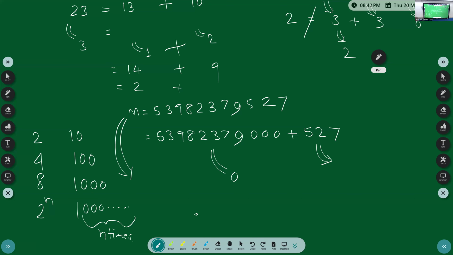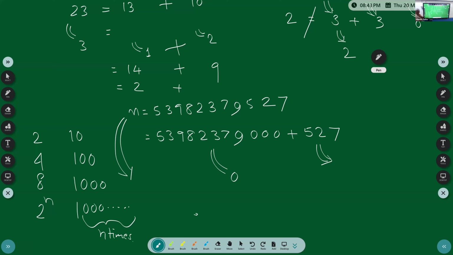Take 512: is it divisible by 8 or not? Yes, it is divisible by 8. But 12 is not divisible by 8, even though by the logic of the last 2 digits, it is divisible by 4 and divisible by 2. So we cannot say it must be divisible by 8. Similarly, the number is divisible by 16 if the last 4 digits are divisible by 16.